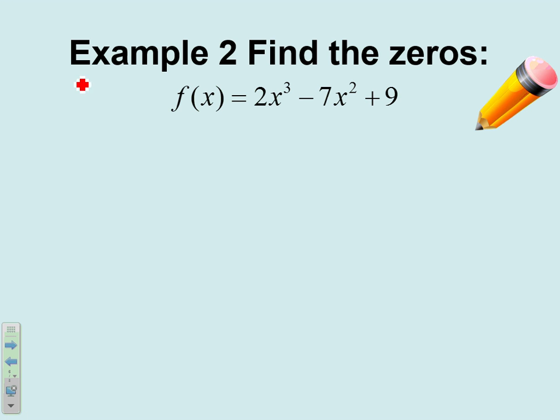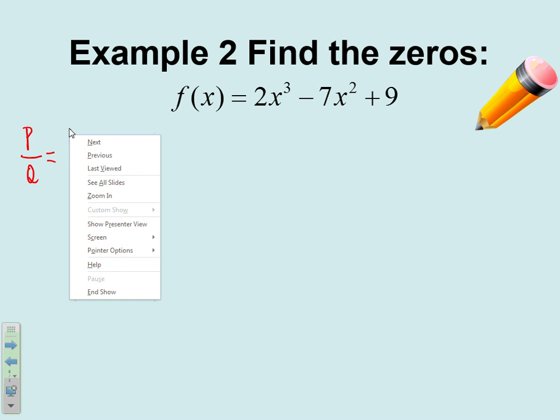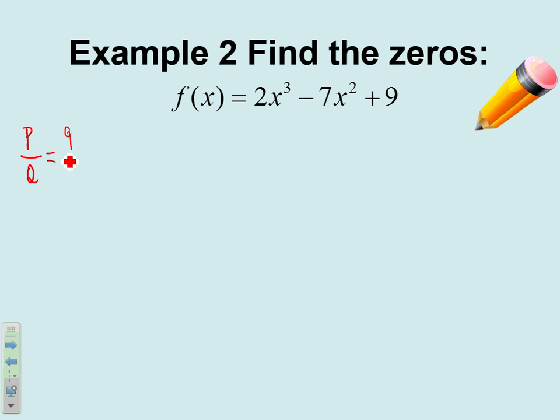What we're going to do is compile that list of P's over Q's. Remember, if we can find that possible list, there's one of them in there that'll help us get what we need. So my P is 9. Oops. My P is 9, and my Q is 2.